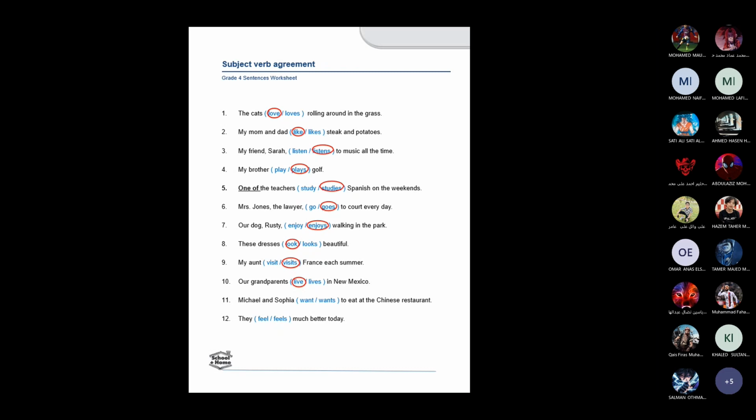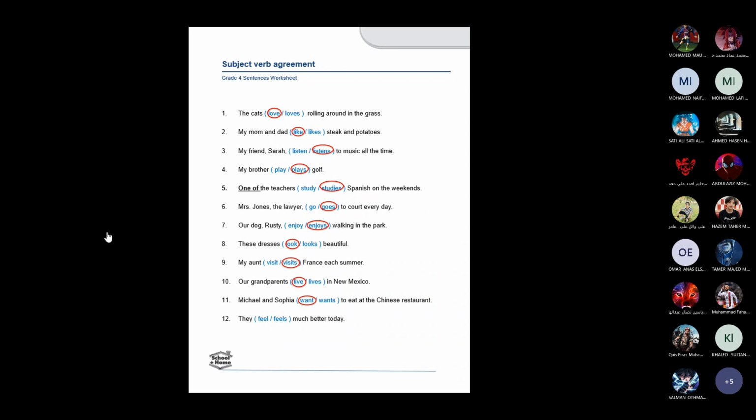Michael and Sophia want to add it to the roast. So which verb do you choose? You choose the first one. First one, excellent, because Michael and Sophia are plural. Yes, two people, excellent. So it will be want.